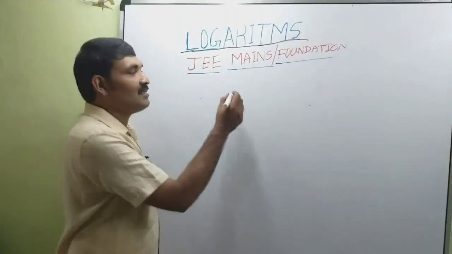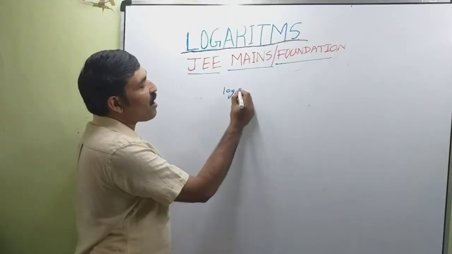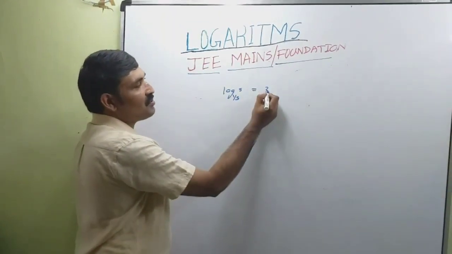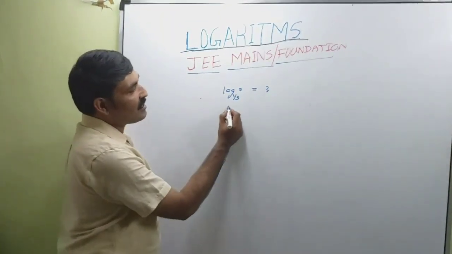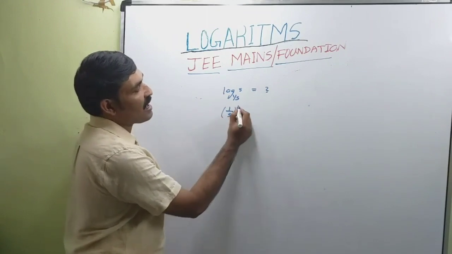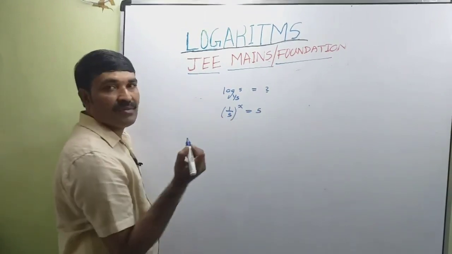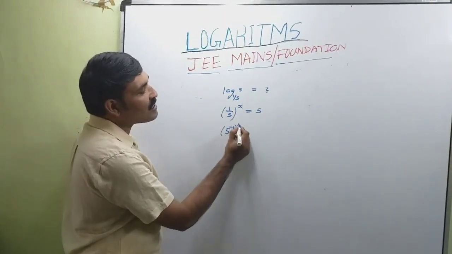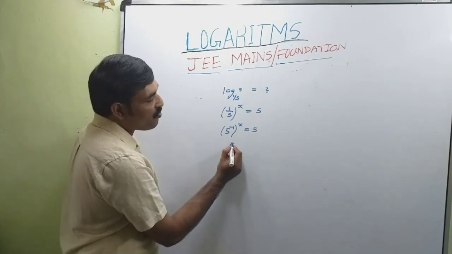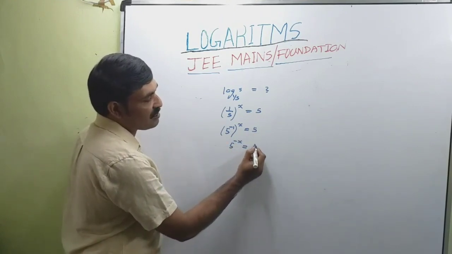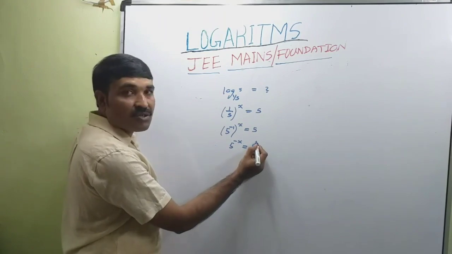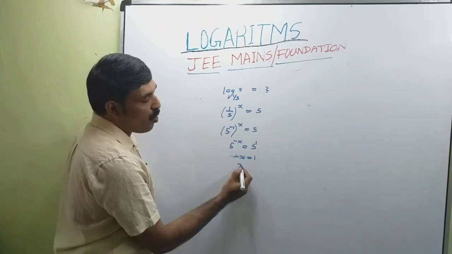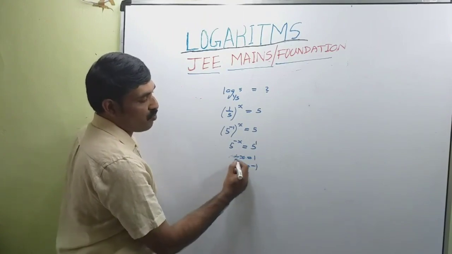Now consider log 5 to the base 1 by 5 is equal to what? We can write this as 1 by 5 raised to x is equal to 5. Okay, 1 by 5 means 5 raised to minus 1, all raised to x, is equal to 5, or 5 raised to minus x is equal to 5. 5 is 5 raised to 1. Now comparing the powers, minus x is equal to 1, or x is equal to minus 1.